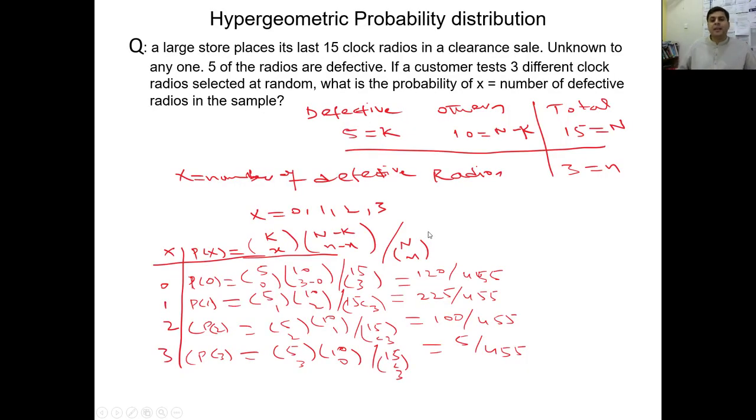I'm just going to show you a very simple example. A large store places its last 15 clock radios in a clearance sale. They have 15 clock radios and they put them in the sale. Unknown to anyone, among those 15 clock radios, 5 radios are defective, but nobody knows. Only the owner of the shop knows that there are 5 defective. The customer knows nothing. If a customer tests 3 different clock radios selected at random, for example, if a customer wants to buy 3 clock radios, and chooses randomly any 3 from those 15, the question is, what is the probability of X number of defective radios in the sample?